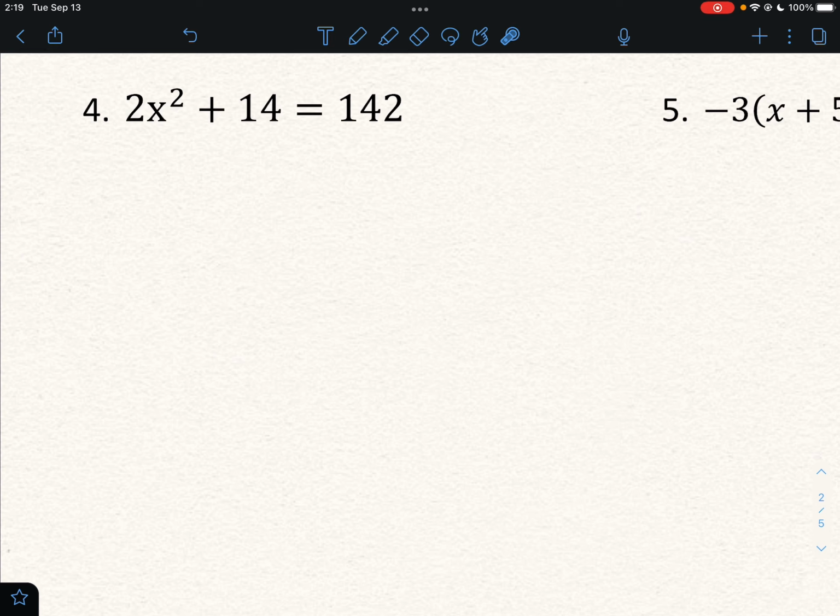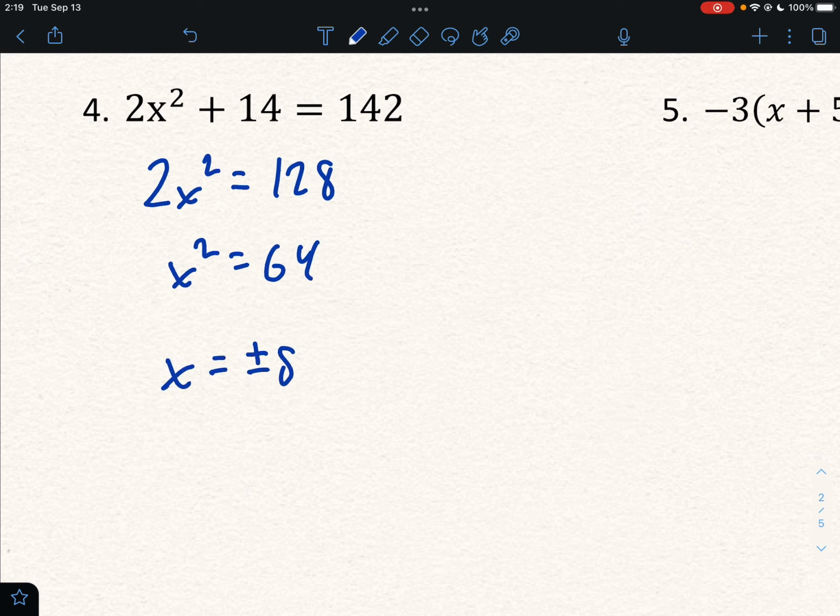Number 4, a squared is not by itself. We have this 2 and this 14 here, so we're going to subtract 14 and divide by 2. And isn't it nice when we get a nice whole number like this? Square root gives us plus or minus 8.